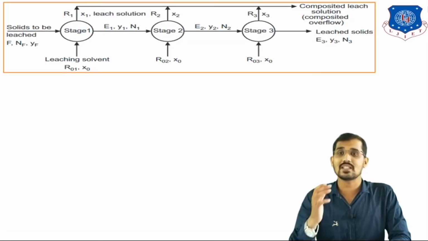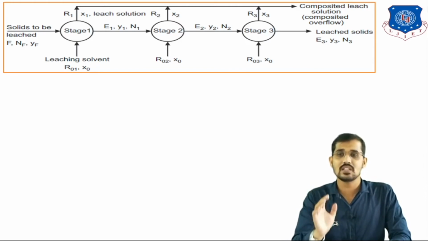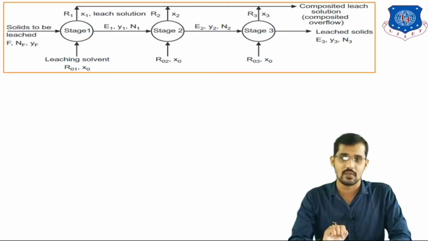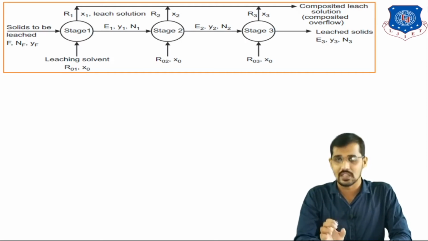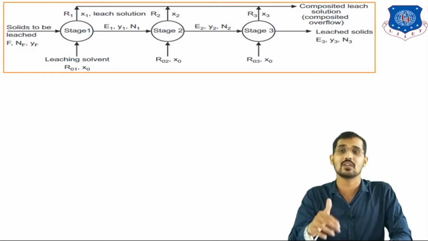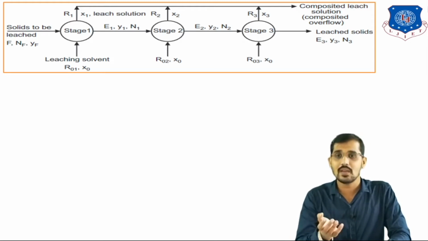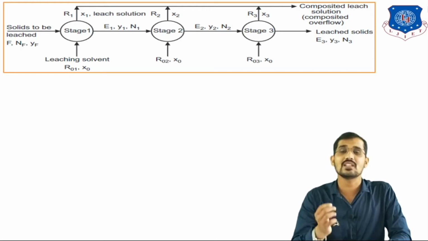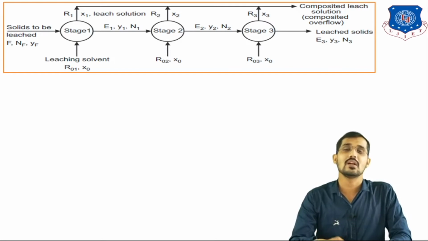Now we will see the material balance equations for multi-stage leaching. You can see here we are using two feed streams. The first one is the solid to be leached and the second one is the leaching solvent. After that we get two outlet streams. The first one is the leach solution, that is the overflow stream, and the second one is the leached solid, that is the underflow stream. The underflow stream from the first stage acts as the feed for the second stage. After that, the underflow stream from the second stage acts as the feed for the third stage. From the overflow streams, we get one composite leach solution, that is the composited overflow, as the outlet stream. That is what we require from this multi-stage leaching.